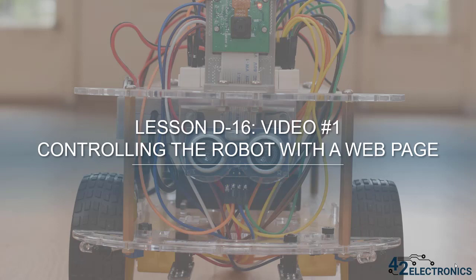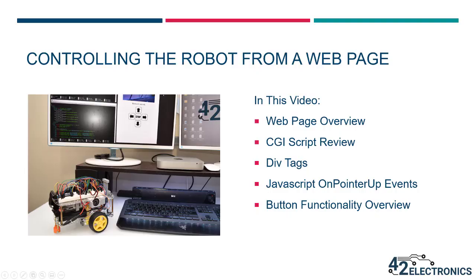The web page will be used to trigger multiple CGI scripts that will control the left and right motors and their speed. The steps used to accomplish this task will be similar to those in lesson C16, where you learned to control the color of an RGB LED with a web page. There will also be some review in this lesson related to concepts covered in that previous lesson. In this video, we'll walk through a review of CGI scripting and then move on to working with div tags, JavaScript, on-pointer-up events, and button functionality.